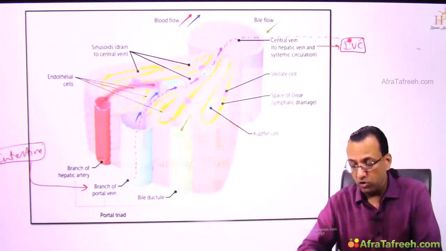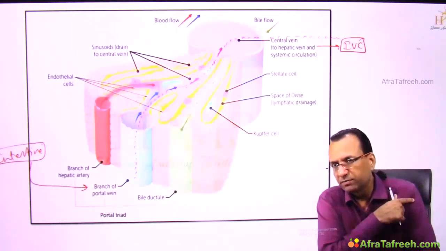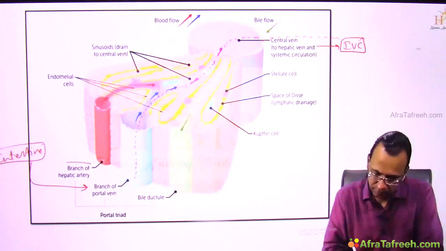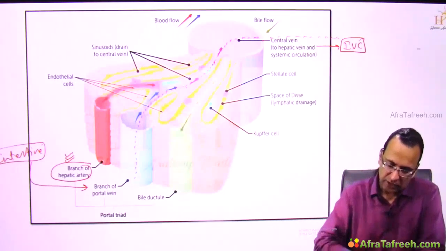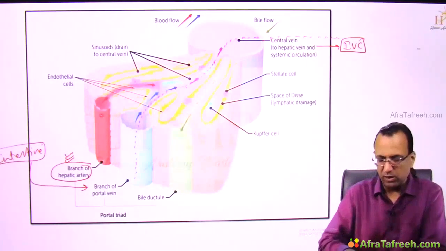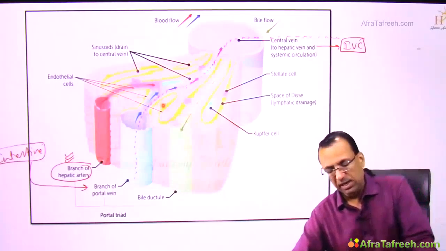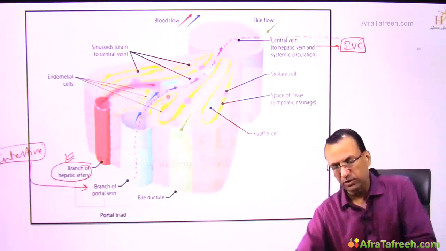And now you need some oxygen also, which is carried by the branch of hepatic artery. So the branch of hepatic artery will bring the oxygen. And what are the hepatocytes doing? They will form some lymphatics also, and actually bile.